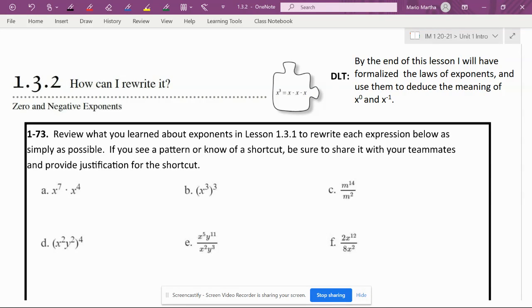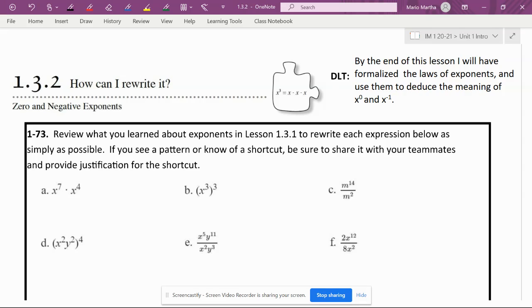Today's topic 1.3.2, how can I rewrite it? Now we're looking at zero and negative exponents. In the last lesson, we looked at some exponents, how they behave, right? You're starting to look at certain patterns, how to divide them out and so forth. So today we're moving forward and we're going to be looking at zero and negative exponents. And we're also going to be looking at the laws of exponents.